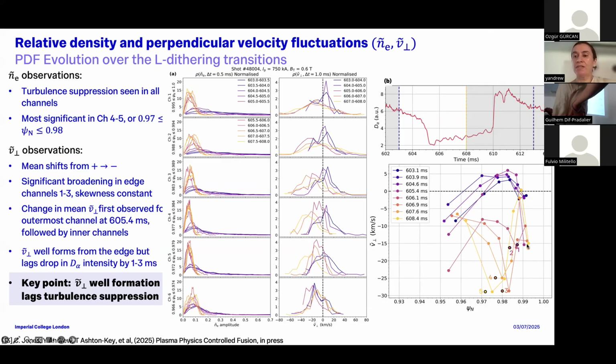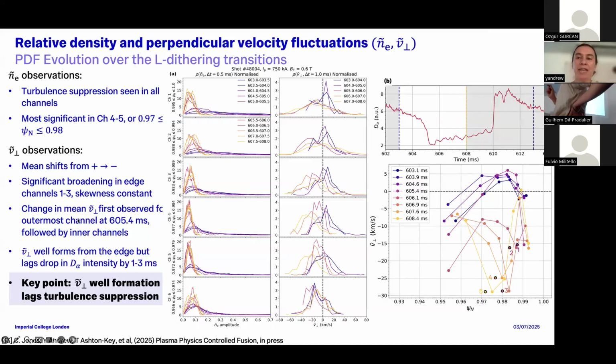And then you can see that the ER well, the V perp well, starts to form, and it progresses as we go from channel 1, 2, 3, 4, 5, and then that's well into the H mode, and we have this deep V perp well. So you can see the progression of it spatially from the scrape-off layer.